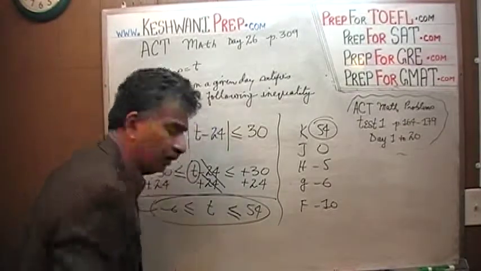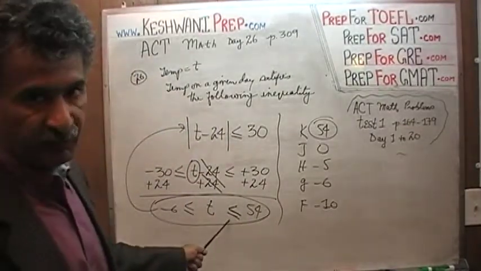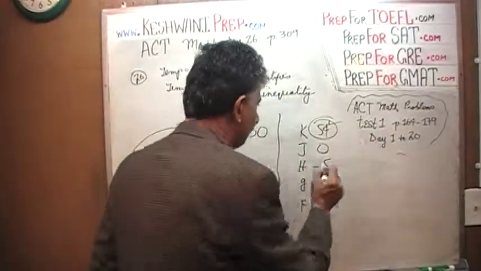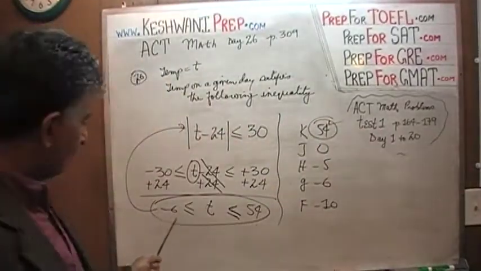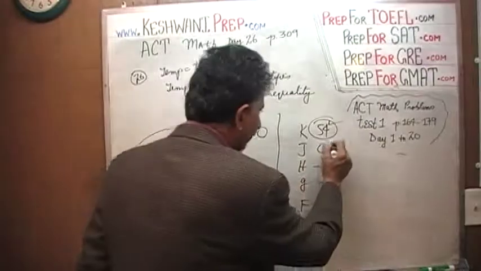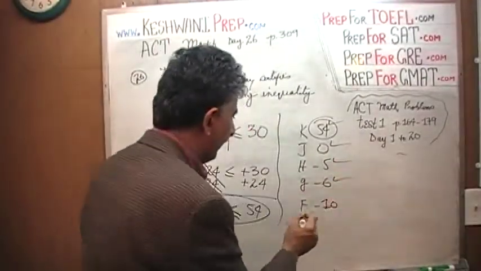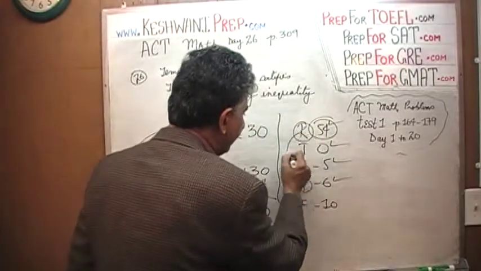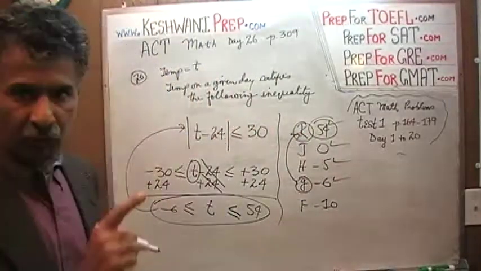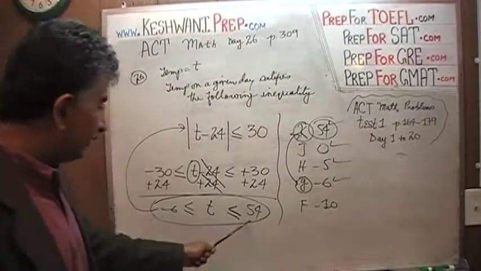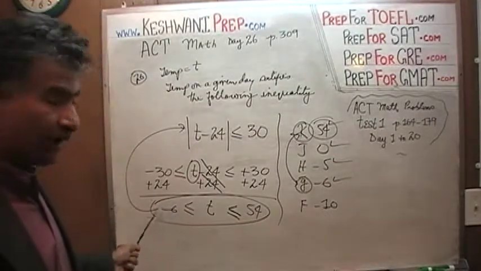Temperature, as I told you before, rose all the way up to 54 degrees. So that is in the range. So is 0. 0 falls between negative 6 and 54. Negative 5 falls between negative 6 and 54. And so does negative 6. Negative 6 and k, those were the two extremes, the endpoints. Negative 10 does not fall in this range. Negative 10 lies outside the range.